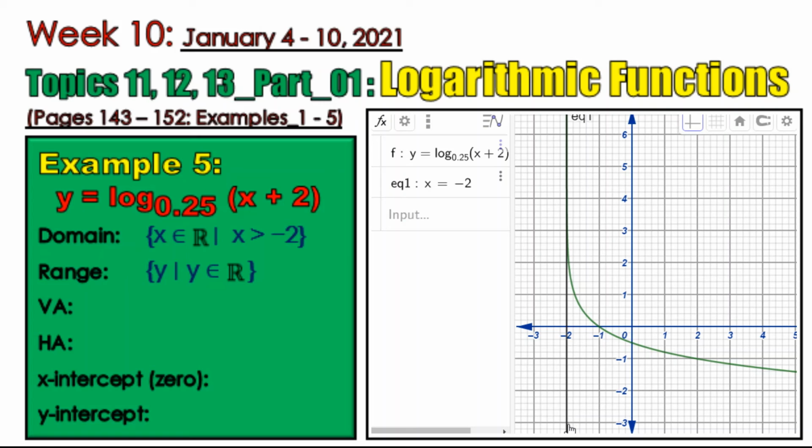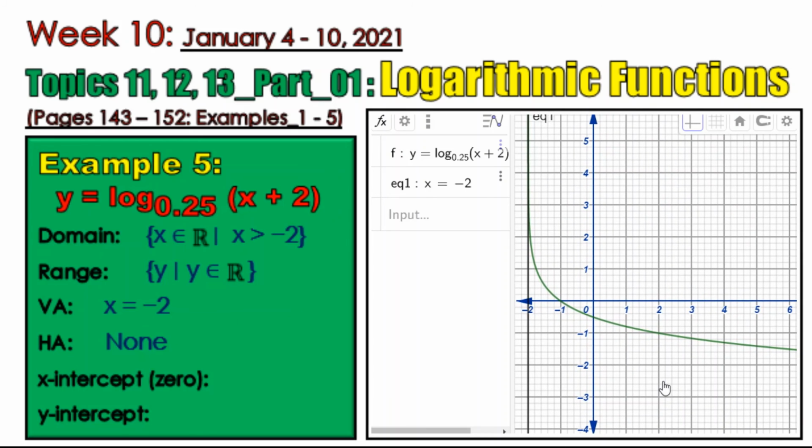So earlier we sketched the graph of the line x is equal to -2, and this is a vertical line being approached by the graph, but this graph will never intersect it. So therefore, the vertical asymptote is the line x is equal to -2. And again, we have no horizontal asymptote, meaning there is no horizontal line being approached by the graph, and this graph will never intersect such a horizontal line. So therefore, we have none. Okay, and since our range is an element of real numbers, therefore we have no horizontal asymptote.